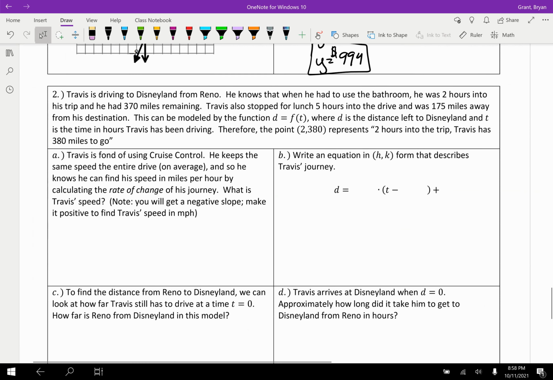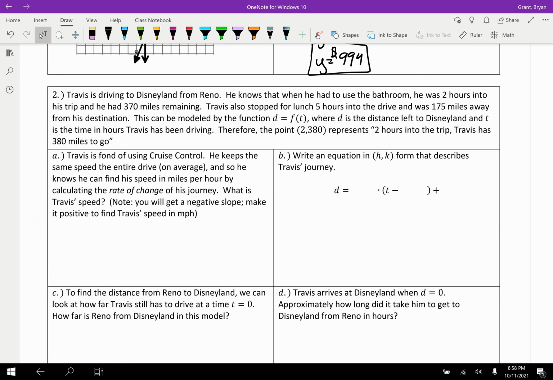Alright, let's finish this off with the Disneyland trip. Travis is driving to Disneyland from Reno. He knows that when he had to use the bathroom, he was 2 hours into his trip, and he still had 370 miles remaining. Travis also stopped for lunch 5 hours into the drive and was 175 miles away. This can be modeled by the function d equals f of t, where d is the distance left to Disneyland, and t is the time in hours that Travis has been driving.